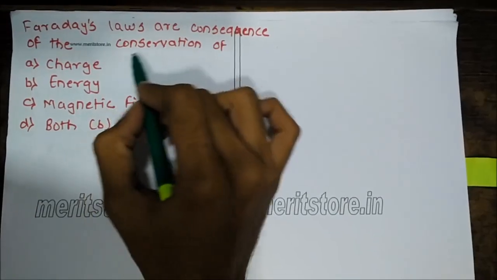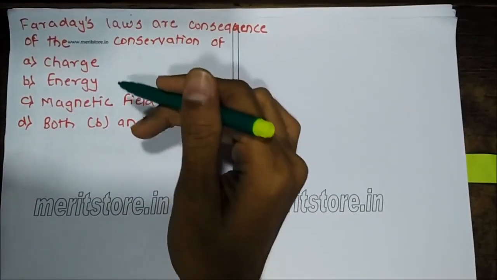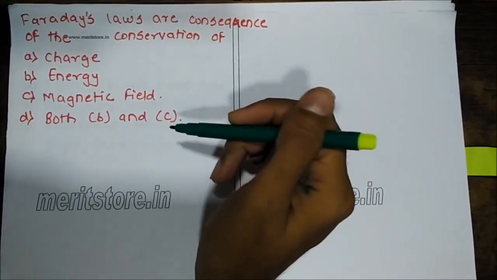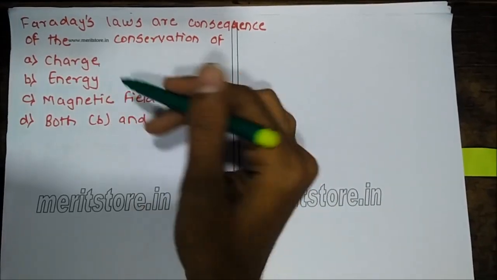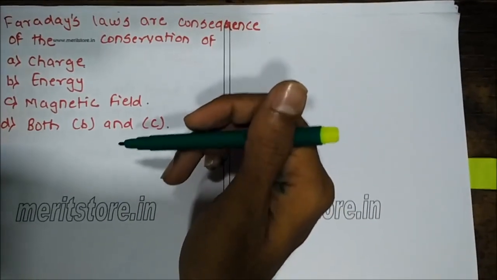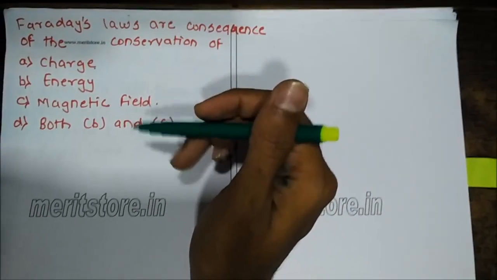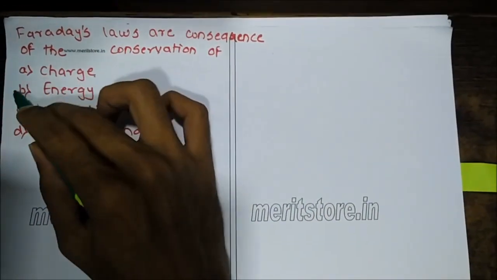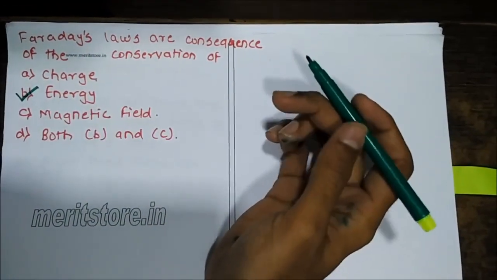Faraday's laws are the consequences of the conservation of charge, energy, magnetic field, or both B and C, both energy and charge. Faraday's laws basically deal with the conservation of energy. Okay, not charge, nor magnetic field. They deal with the conservation of energy.